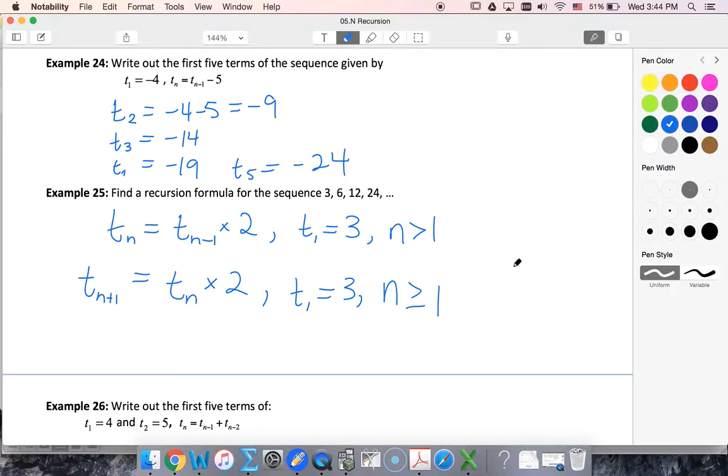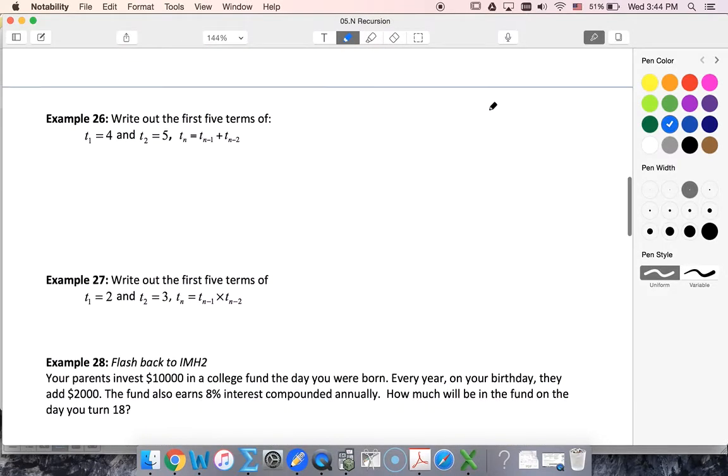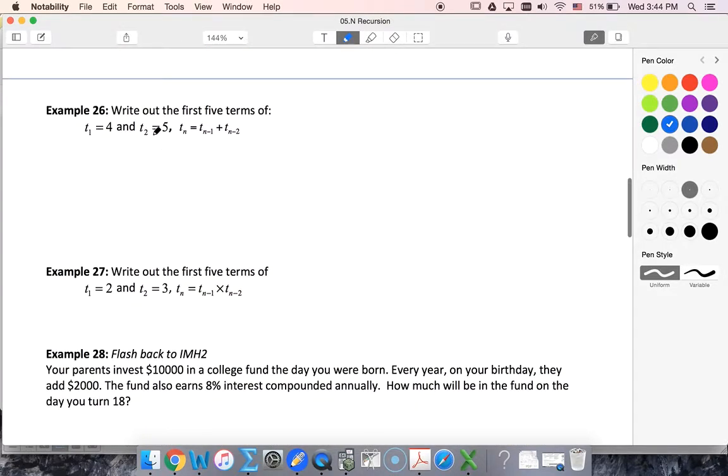All right, let's look at the next example. So write out the first 5 terms of this one. In this case, I'm using the previous 2 terms. So the nth term is the sum of the previous 2. And in this case, we should have stated that our formula is going to be good for n greater than 2. So my third term is going to be the second term plus the first term. So that's going to be 9.